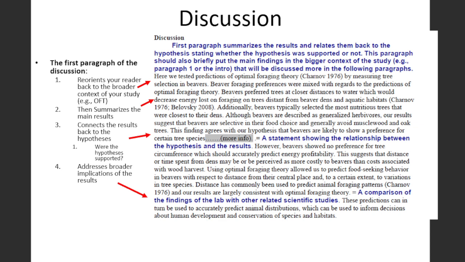So here is an example of the format that I just showed you. The first sentence reorients the reader back to the broader context. The middle section summarizes the results. And then it talks about if the hypothesis was supported. And at the very end, it addresses the broader implications of the results.